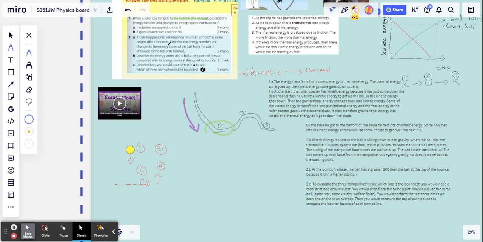So describe the energy transfers, the changes to the energy stores, from the point of release to the top of its bounce. So I'm not going to write anything down, I'm just going to explain it. As it moves from 1 to 2 to 3, it has gravitational energy at the top. So at the beginning, it's got gravitational potential energy, and that gradually turns into kinetic energy. So we've got gravitational potential energy turning into kinetic energy. It had gravitational energy when it was high up.